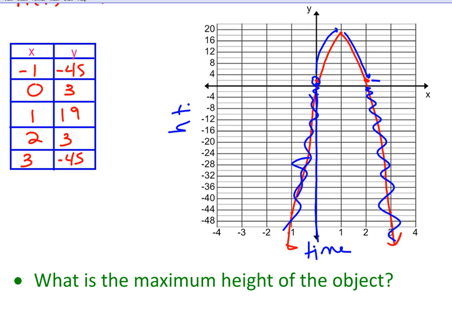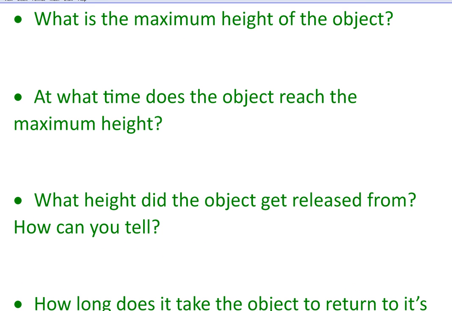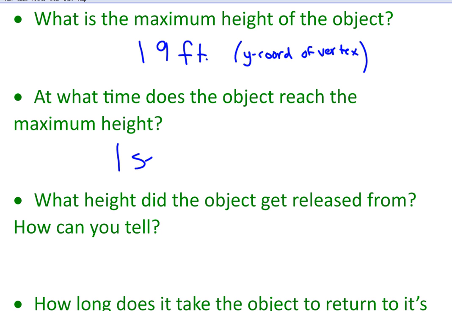So to answer these questions, I have to understand that about the parabola. So when I'm looking, it says, what's the maximum height? Well, the maximum height would be this highest point right here. And since height is my y values, my maximum height would be 19 feet. And I'm just going to put here, this is the y coordinate of the vertex. That's how I got that. Then it says, at what time does the object reach the maximum height? Well, since x is my time, and my vertex is 1, 19, after 1 second, I've reached my maximum height. And this we got from the x coordinate of the vertex, because x is time.